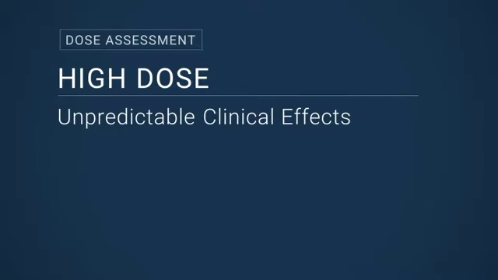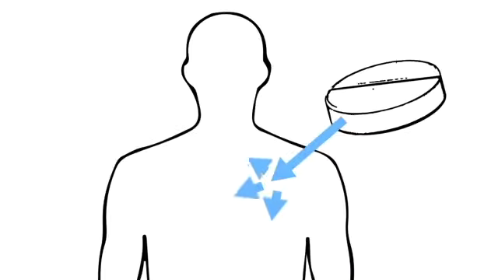On the other hand, with a high dose, in particular a massive overdose, you can get very unpredictable clinical effects. The drug doesn't behave like it behaves in therapeutic doses. And the reason is that when we take a drug in a therapeutic serum concentration, that drug interacts with whatever its target is to cause its clinical effects.